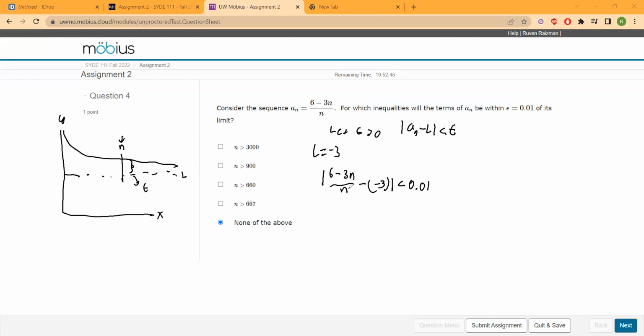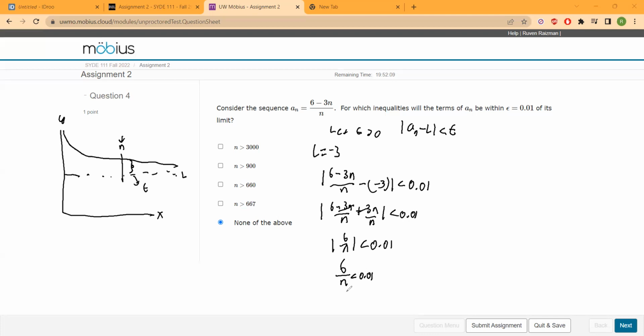Now what we just need to do is isolate for n. So we're going to get the absolute value of (6 minus 3n) over n plus 3n over n, and the plus here is because it's negative, is smaller than 0.01. So negative 3n and plus 3n cancel out, so we get 6 over n. The absolute value of that is smaller than 0.01. We know this is always going to be positive because n is always going to be positive, so it's 6 over n is smaller than 0.01.